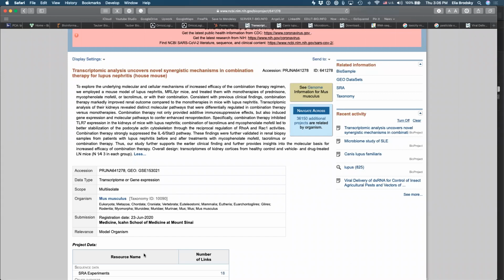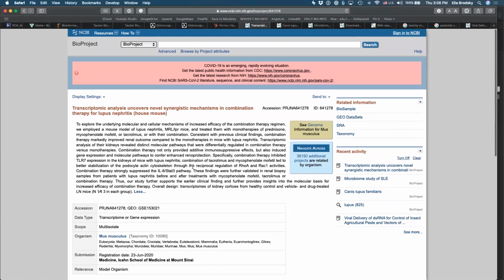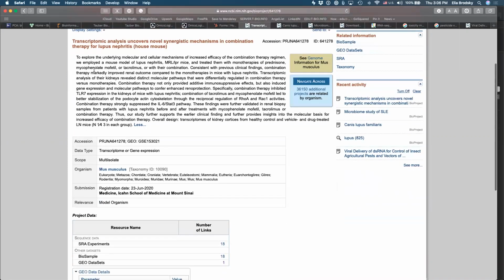Okay, well, we did talk about this a little bit last time, so I looked for some data sets. Maybe they're not what you want to do, but you mentioned lupus, so that's really the only thing that was guiding my review. Here's a data set on Bioproject where they were trying to explore the underlying molecular and cellular mechanisms of increased efficacy of the combination therapy regimen. They had a mouse model of lupus and treated them with monotherapies of prednisone, mycophenolate mofetil, or tacrolimus, or with their combination, right? So they had 1, 2, 3, 4, so 4 different treatments or combinations of these treatments.